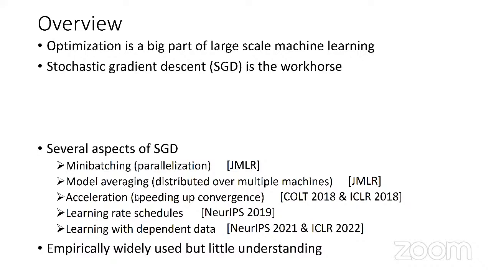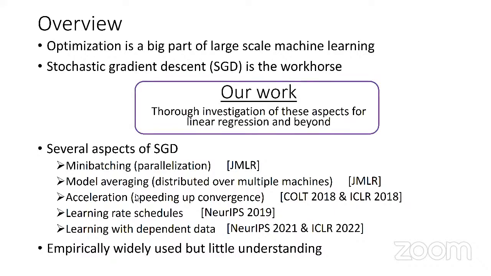Similarly, what do we do when we are encountered not with independent data but dependent data, such as the ones that arise in, say, time series analysis or reinforcement learning and so on. As I mentioned, while SGD is widely used and has been observed to have very good performance, how exactly each of these aspects is tuned is quite important for its good practical performance. So our work has been to do a thorough investigation of all of these aspects, particularly for linear regression and also beyond linear regression, at least in some settings theoretically and in several settings also empirically.